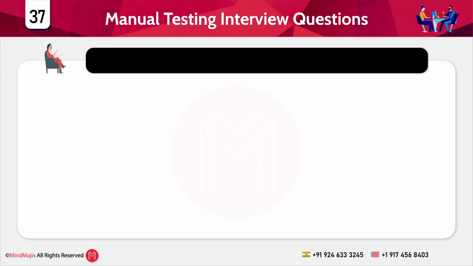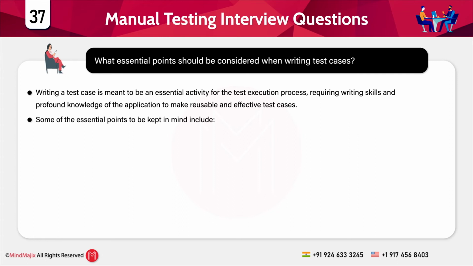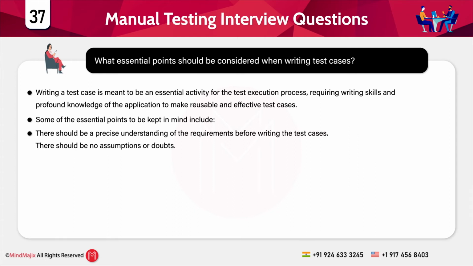The next question is, what essential points should be considered when writing the test cases? Writing a test case is meant to be an essential activity for the test execution process, requiring writing skills and profound knowledge of the application to make reusable and effective test cases. Some of the essential points that must be kept in mind are, the first point is there should be a precise understanding of the requirements before writing the test cases.